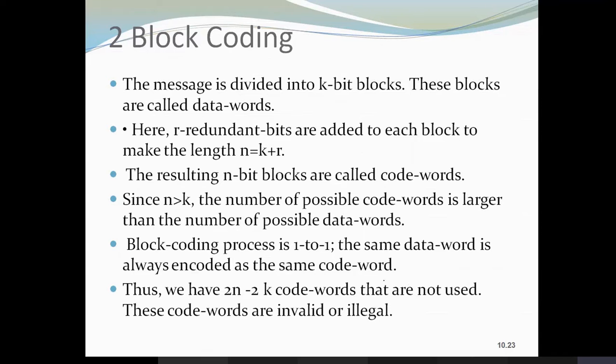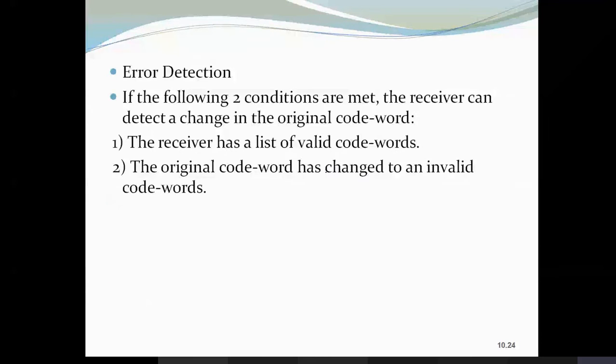Now in block coding, the message is divided into k bits. I think this is just a repetition of what I explained. So now let me move on to error detection. Here, if the following two conditions are met, the receiver can detect a change in the original code. So how is the receiver going to come to know that there is an error in the received data?